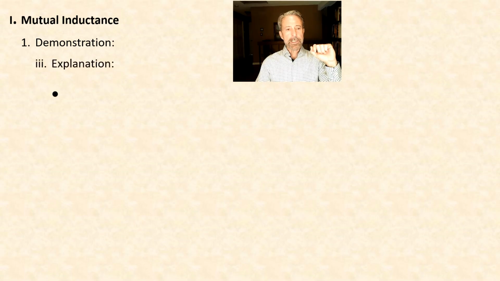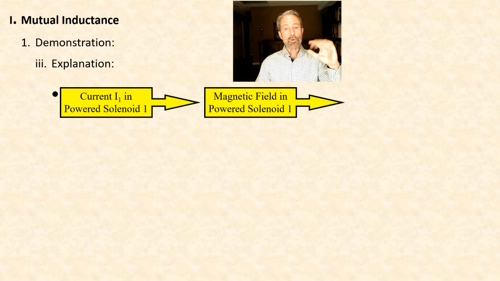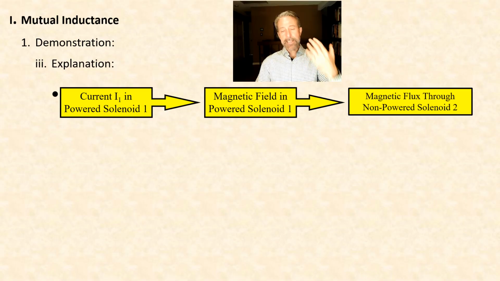So we're going to take a look at this flow chart, and we're going to say here that we started with a current in the powered solenoid, and as we well know, that current in the powered solenoid will create a magnetic field in the interior of that powered solenoid. Now, so long as the magnetic field lines of the powered solenoid are linked to the non-powered solenoid, we can then say that the magnetic field in the powered solenoid will create a magnetic flux through the non-powered solenoid.